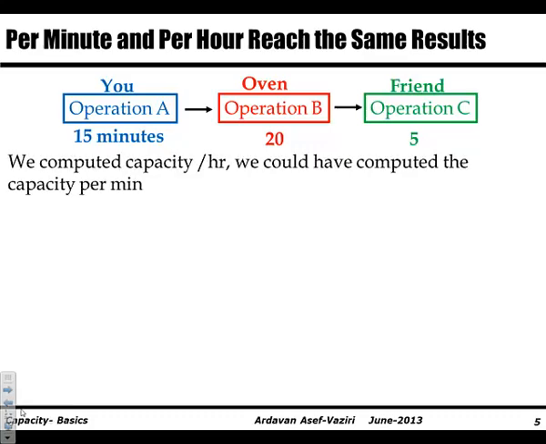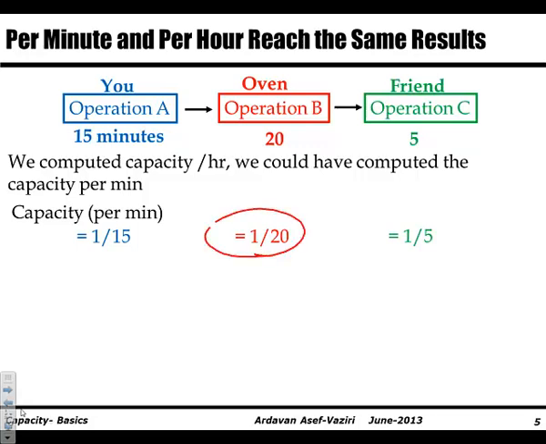Therefore, if I'm talking about capacity per minute, capacity of the first operation is 1 over 15, capacity of the second operation is 1 over 20, and capacity of the third operation is 1 over 5. Out of these 3, 1 over 15, 1 over 20, and 1 over 5, the minimal is this one. So the capacity of the process is 1 over 20 products per minute.